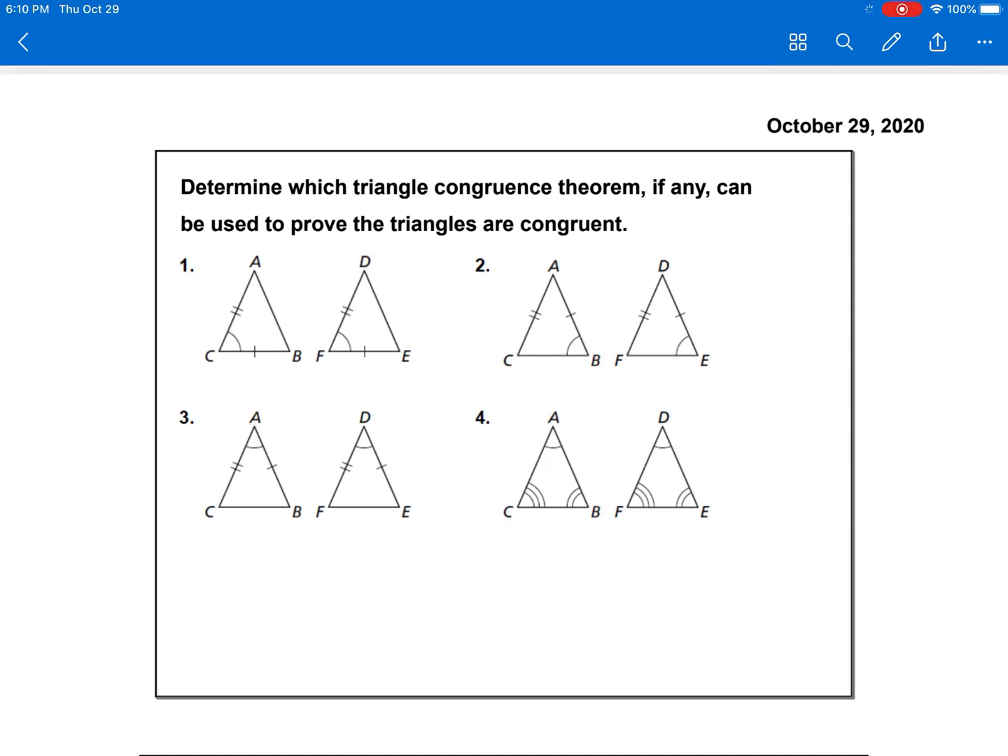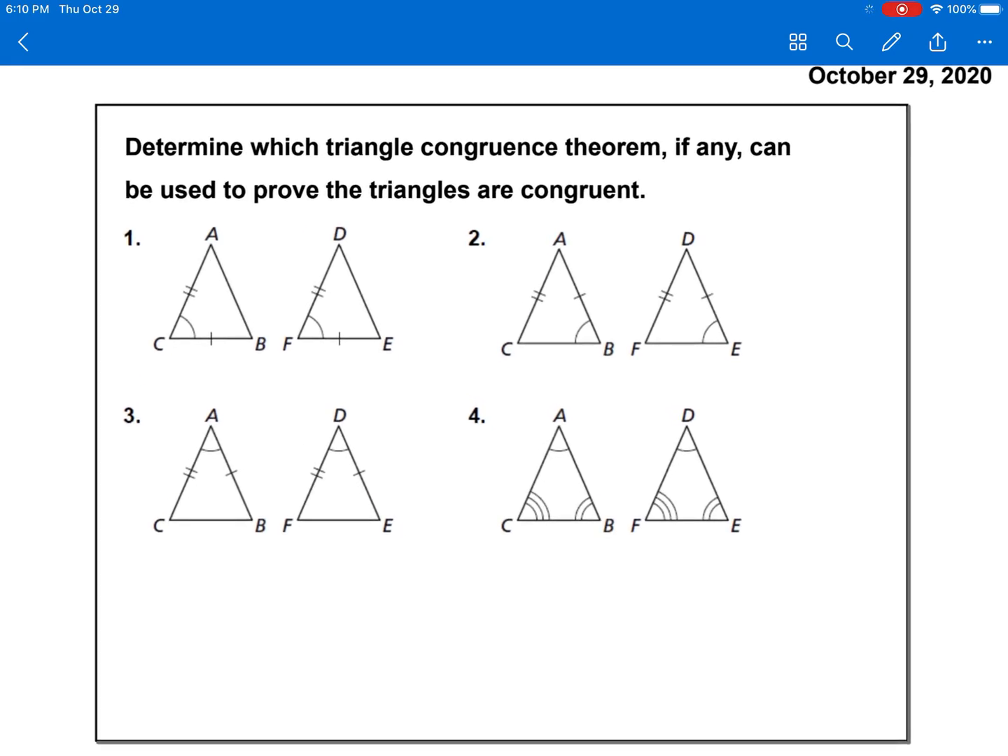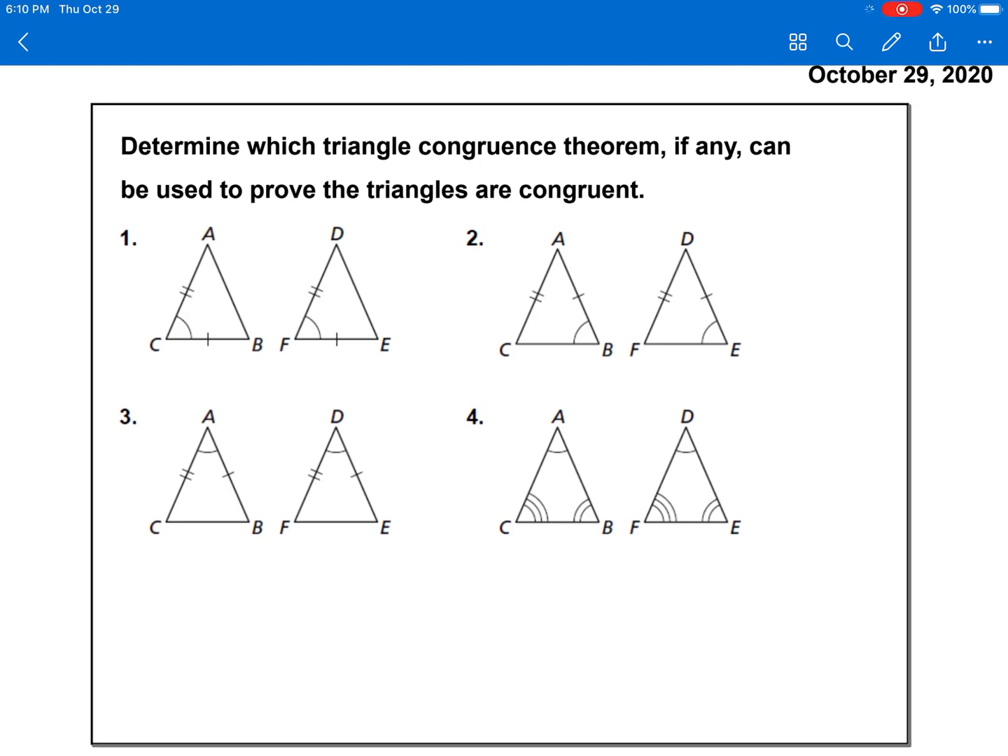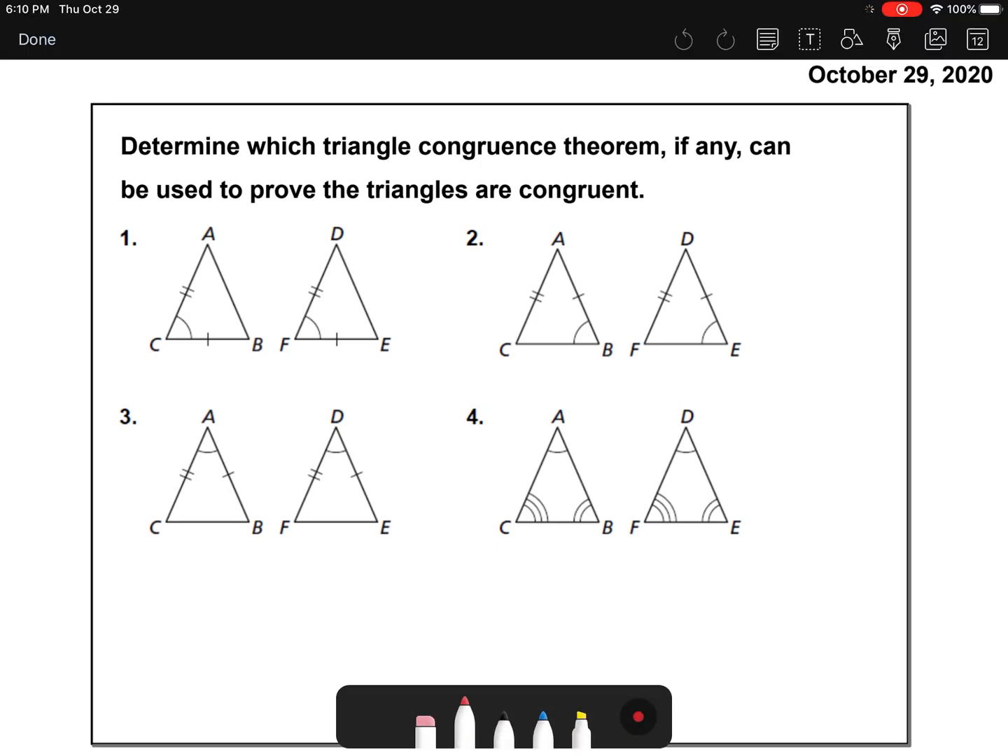All right, we're going to continue our lessons on congruent triangles. If you look at the following triangles here on this page, determine which triangle congruence theorem, if any. Well, we only know a few, right? We know three shortcuts. Those are triangle congruence theorems: side, side, side, side angle side, and hypotenuse leg. Now, hypotenuse leg is only good for right triangles, okay?